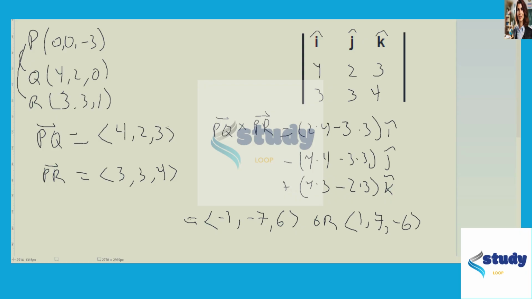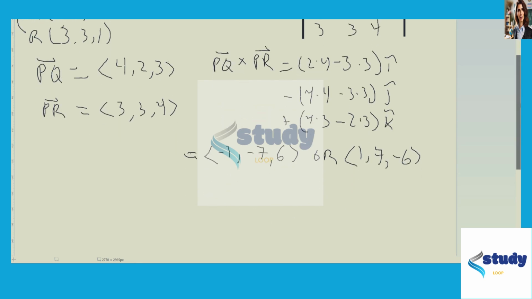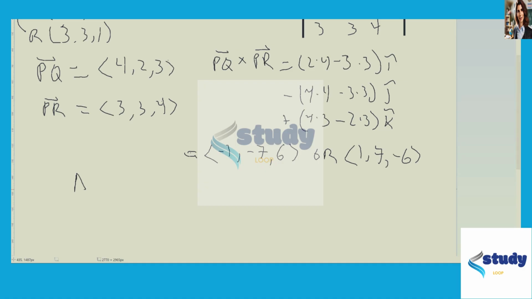Now, what if we wanted to find the area of this triangle, PQR? Well, it turns out we can do that just by looking at the absolute value of the cross product divided by 2. Let's write that out. So the area of triangle PQR is just going to be the magnitude of PQ cross PR. That'll give us the area of a parallelogram. And then we divide that by 2 to get the area of that triangle.